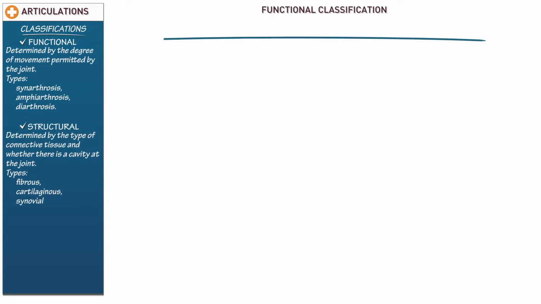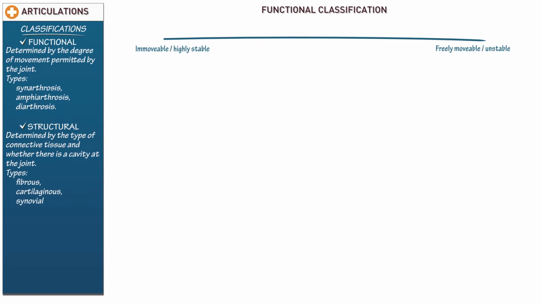Begin with the functional classification. Draw a horizontal line. Label one end as immovable, highly stable. Label the other end as freely movable, unstable. We can appreciate from this diagram that an inverse relationship exists between joint mobility and stability.